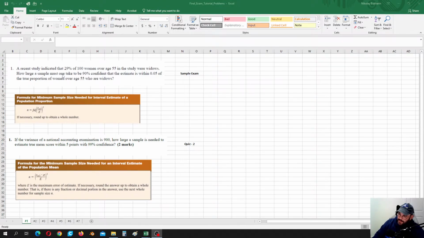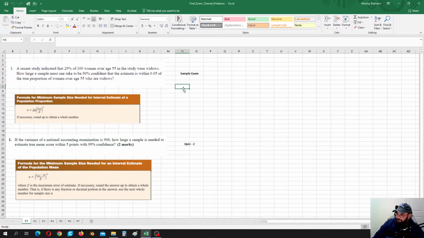A recent study indicates that 29% of 100 women over age 55 in the study were widows. How large a sample must one take to be 90% confident that the estimate is within 0.05 of the true proportion of women over age 55 who are widows? For each of those cases we have the formula. This is the formula for proportion when we need to make estimation for proportion. This is the formula to calculate the sample size. We also have the formula for the mean.